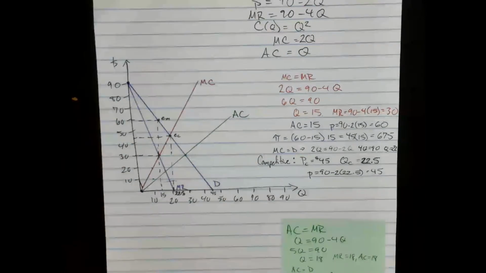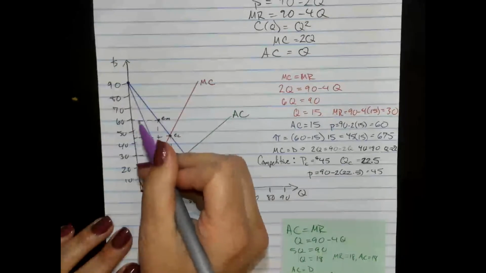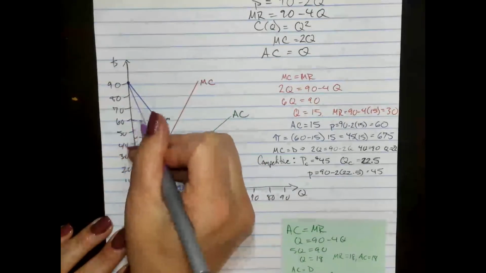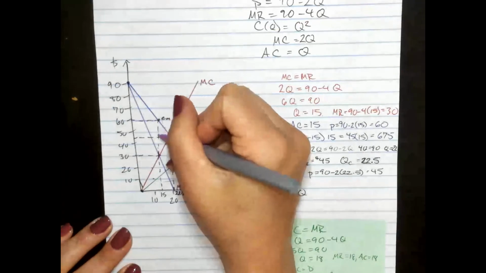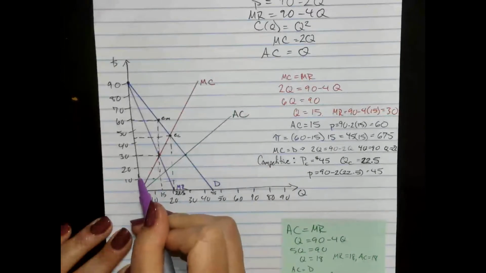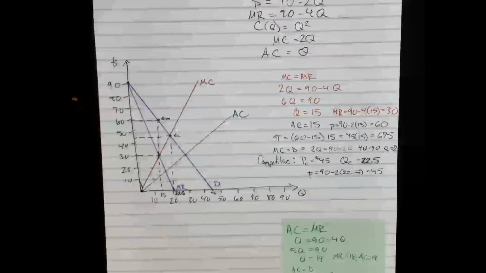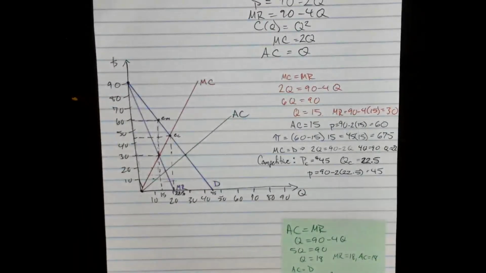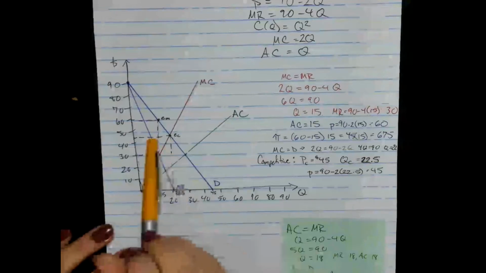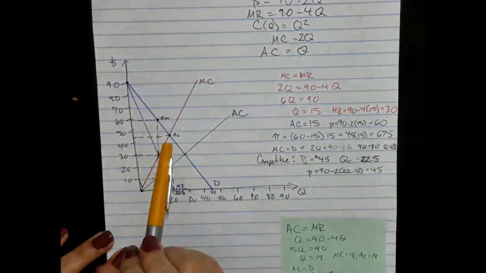And we can see that profit area as being this rectangle here, right? The area where the monopolist earns their profits, right? And then if we want to look at the deadweight loss associated with the monopolist, what we want to look at is the difference between the welfare at the equilibrium for the monopolist and the welfare at the equilibrium for the competitive firm.